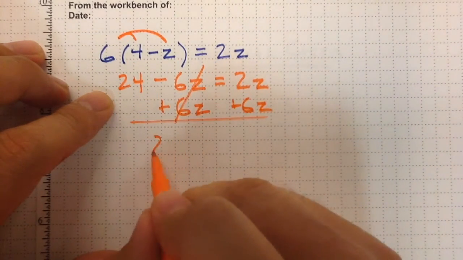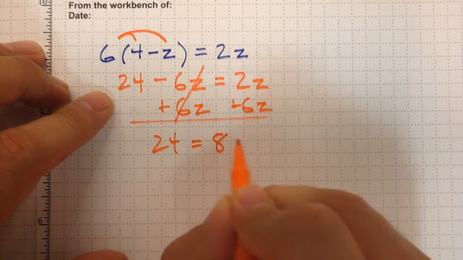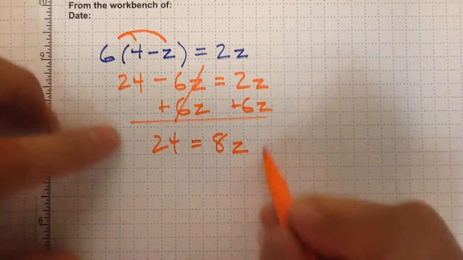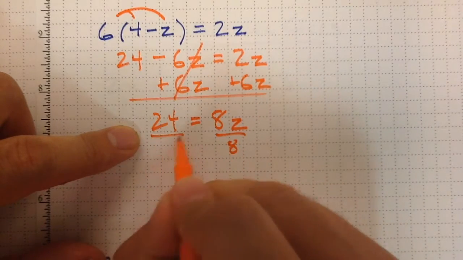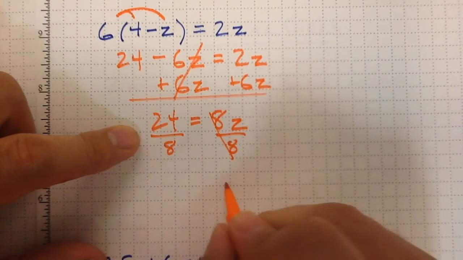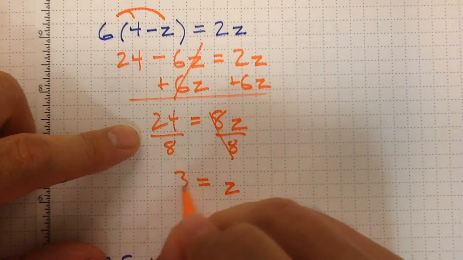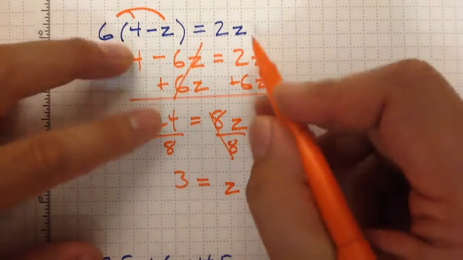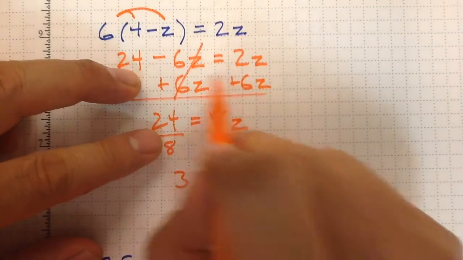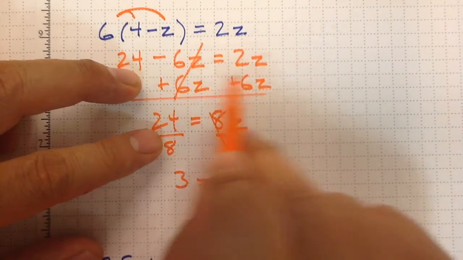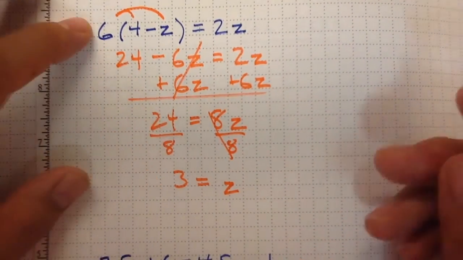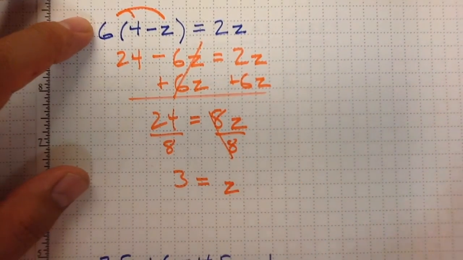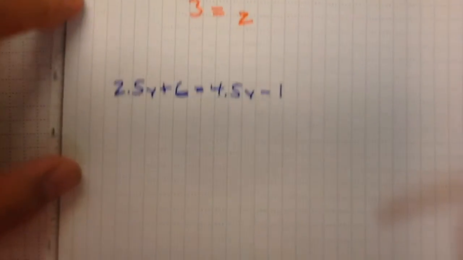Those will disappear. I'll get 24 equals 8z. And notice how I'm just down to one step. 8 times z, the opposite is to divide, and I get z equals 3. Okay, I won't do it a second time, but if I had gone the other way and subtracted 2z from both sides on this step, again, I would have ended up with one extra step later on, and this just makes it faster. Okay. All right.